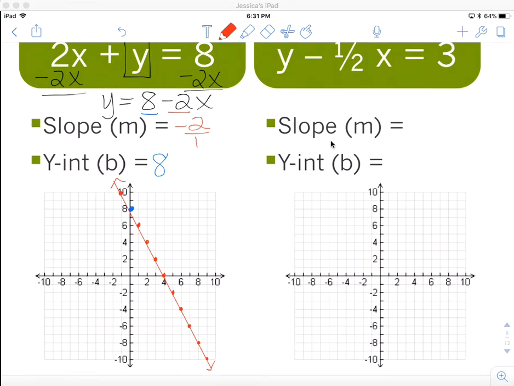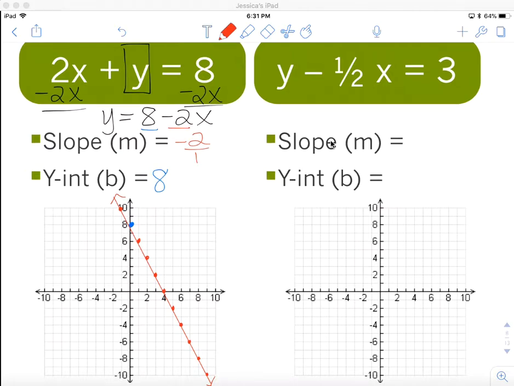And we're done. For the next one, if I'm trying to get y by itself, then I need to move over the minus 1/2 x. Well, the opposite of subtracting 1/2 x is to add 1/2 x to the other side. When I do that, I end up with y equals 3 plus 1/2 x.